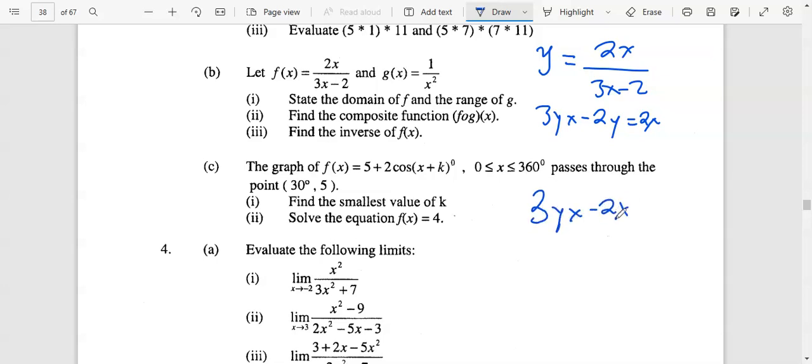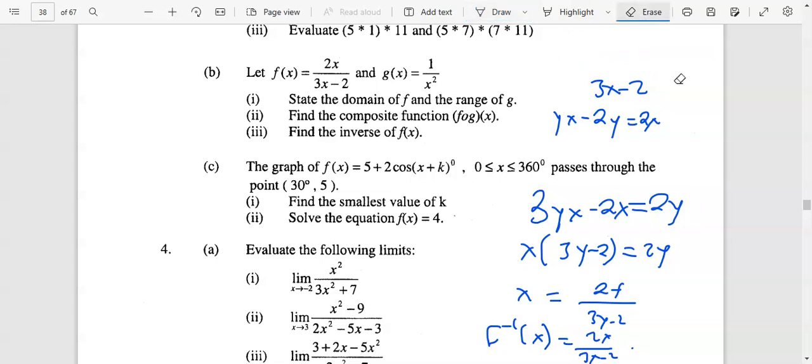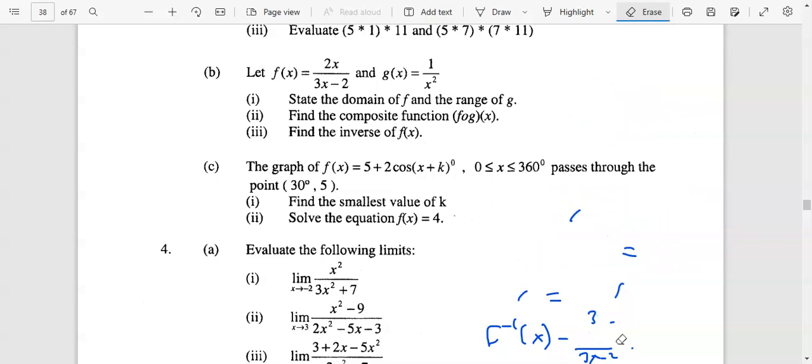It is going to be 3yx minus 2x, and then the 2y, take it to the other side. Factorize out x, so x open brackets 3y minus 2 is equal to 2y. Make x the subject. X is going to be 2y divided by 3y minus 2. That means that f inverse of x is going to be 2x divided by 3x minus 2. So I know that is okay for you guys. Then question C.